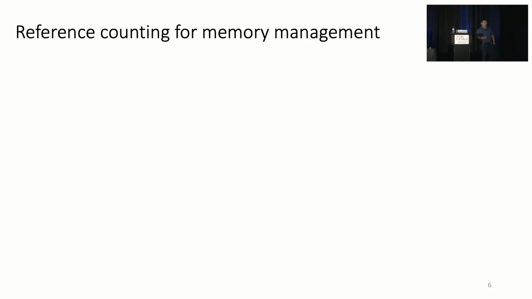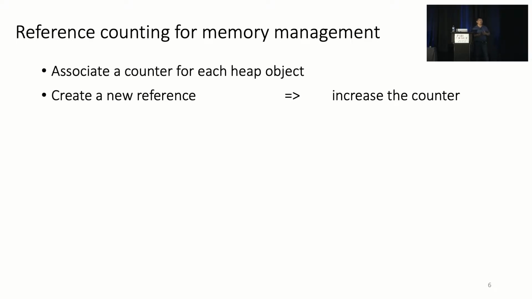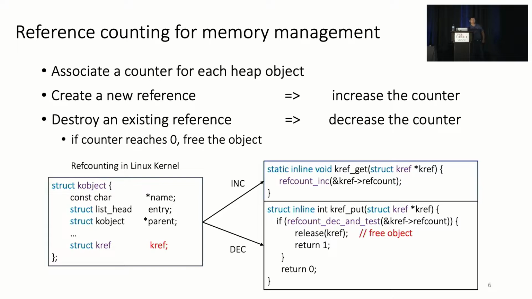So let's start with some background of reference counting. This is a mechanism designed to help programmers manage memory. The idea is to associate a counter with each heap object. When programmers create a new reference to the object, they should increase the counter. And when they destroy a reference, they should decrease the counter. And when the counter is reduced to 0, the memory should be freed, which means the program is not using this object anymore. This method is widely used in many complicated systems, for example, Linux.